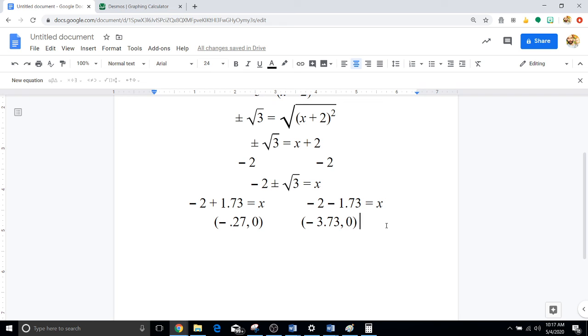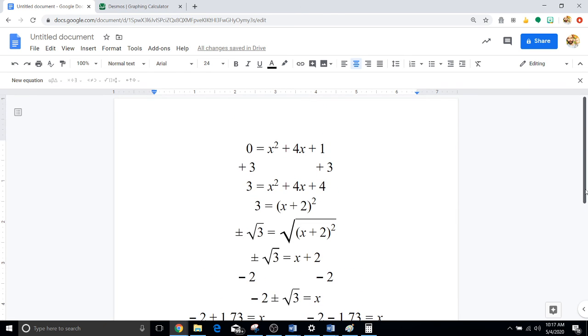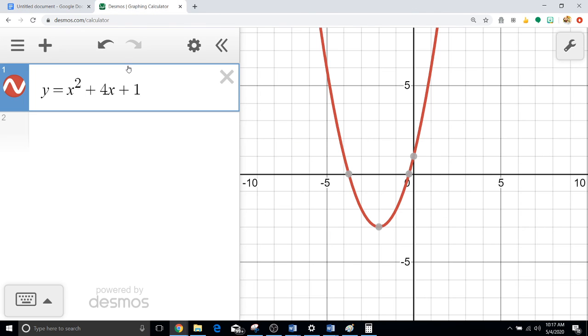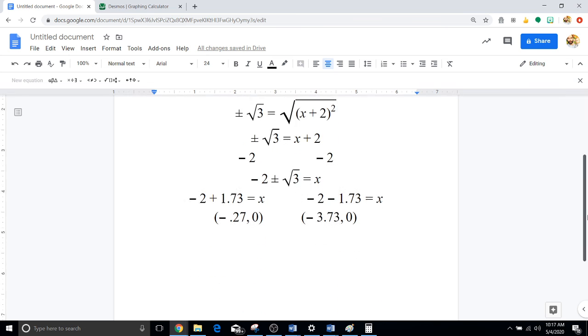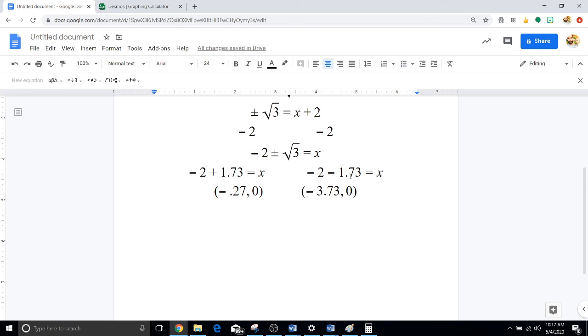Now, don't just trust me on this one. Feel free to use Desmos to check the work. We're going to plug in our original equation into Desmos and see if our intercepts are the same. So we have x squared plus 4x plus 1, and we get approximately negative 3.73 and negative 0.268, which rounds to negative 0.27, which is exactly what we found before.